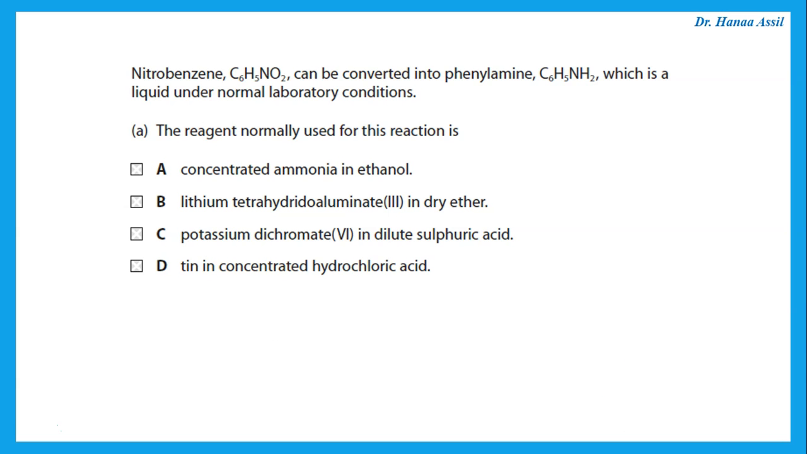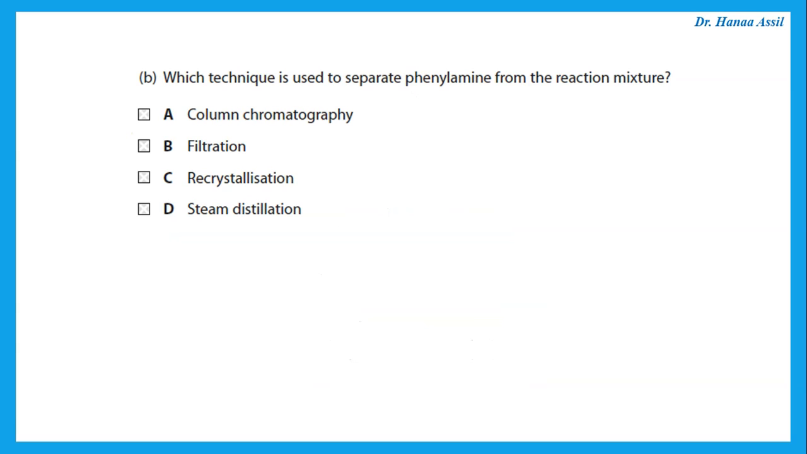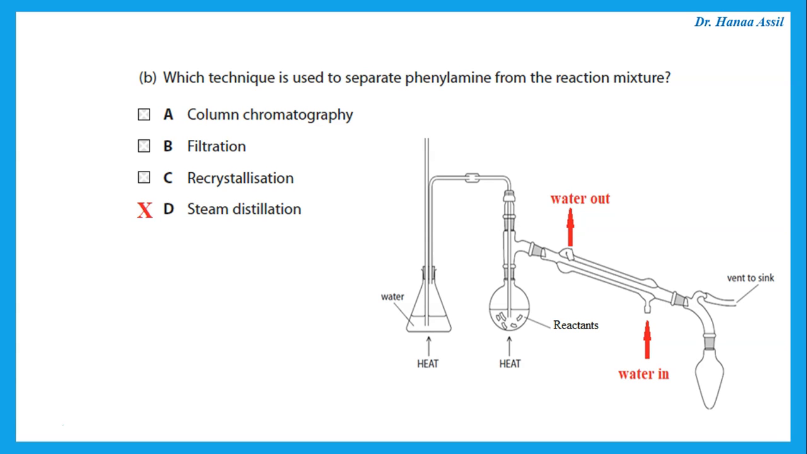Nitrobenzene can be converted into phenylamine, which is a liquid under normal laboratory conditions. Again, how do we change nitro to amino? We said nitro to an amino group on the benzene ring. This is in the presence of tin in concentrated HCl. Then the question says, which technique is used to separate phenylamine from the reaction mixture? If I'm trying to separate phenylamine from the reaction mixture, then we use what we call steam distillation.